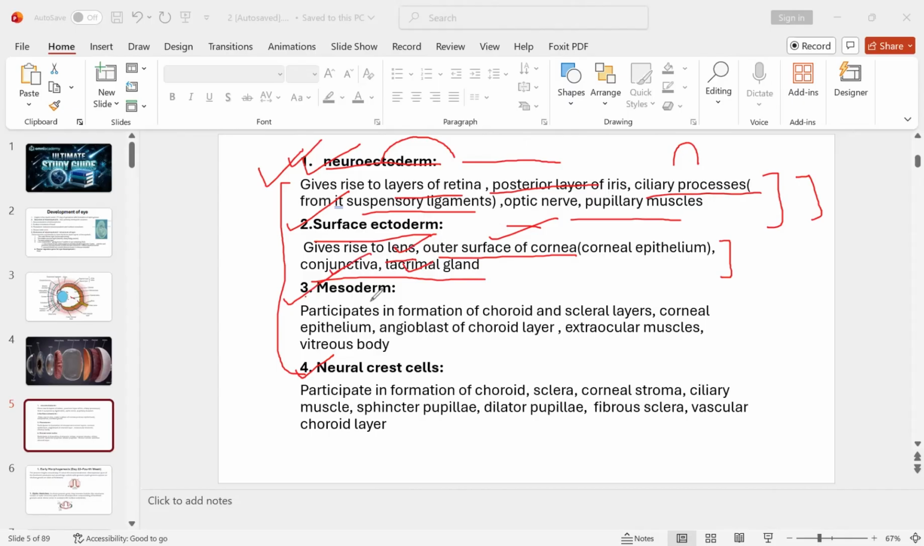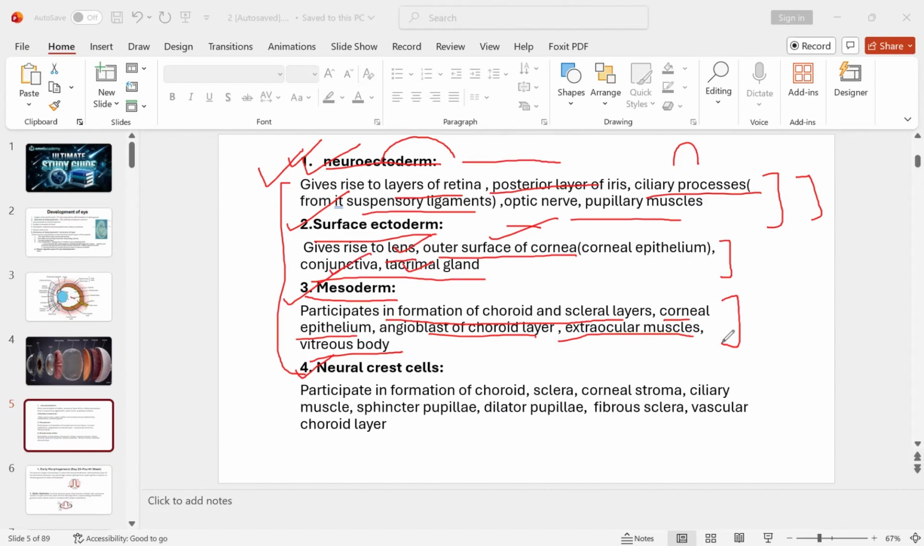Now let's move to the mesoderm. Mesoderm is participating in the formation of choroid and scleral layers, corneal epithelium, angioplast of choroid layer, extraocular muscles, and vitreous body. So these are the derivatives of the mesoderm.